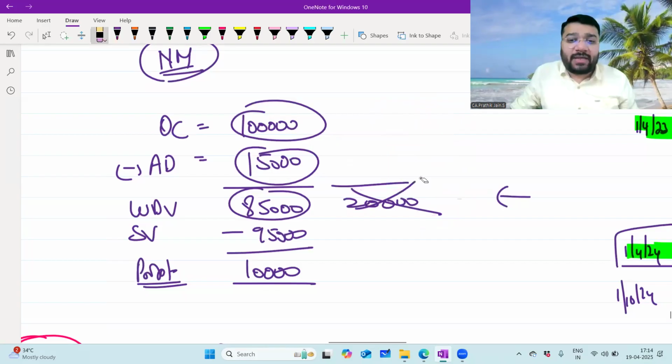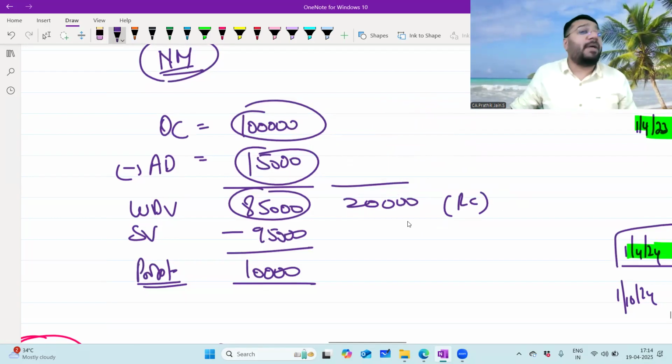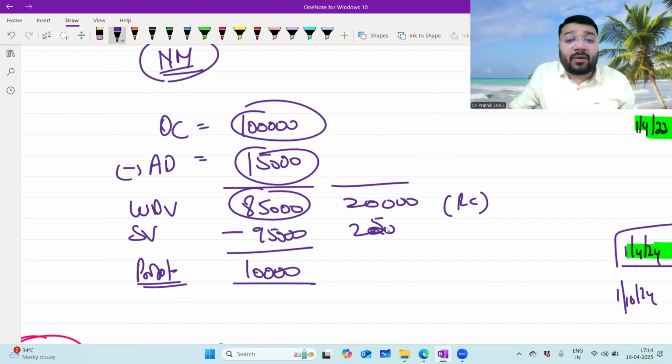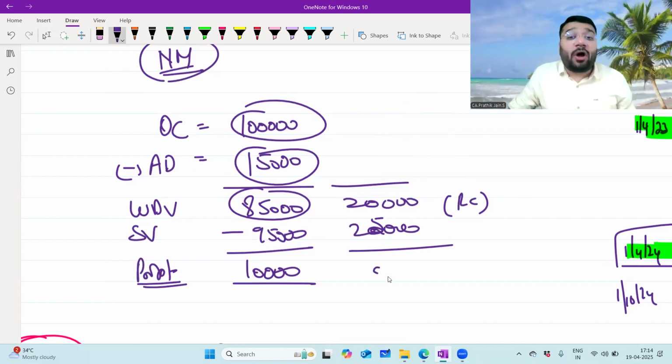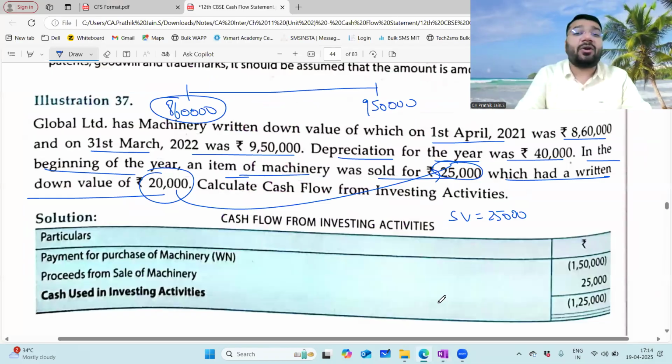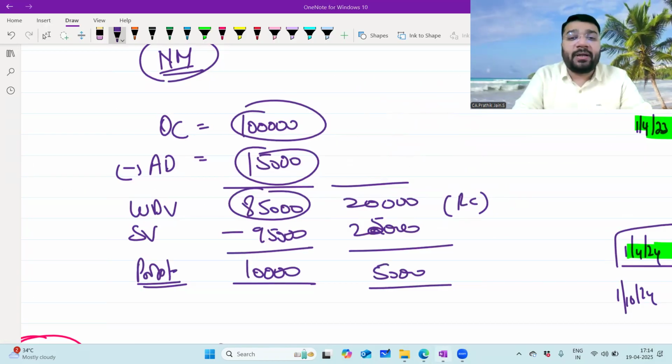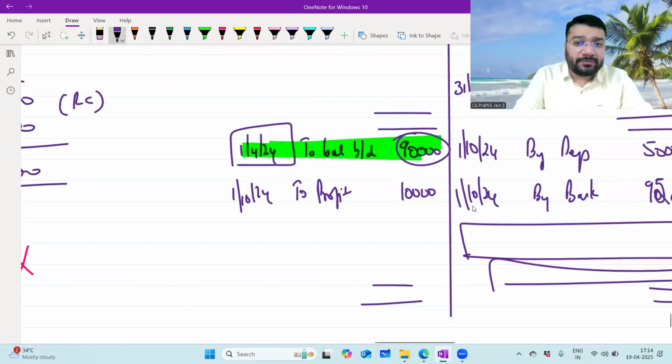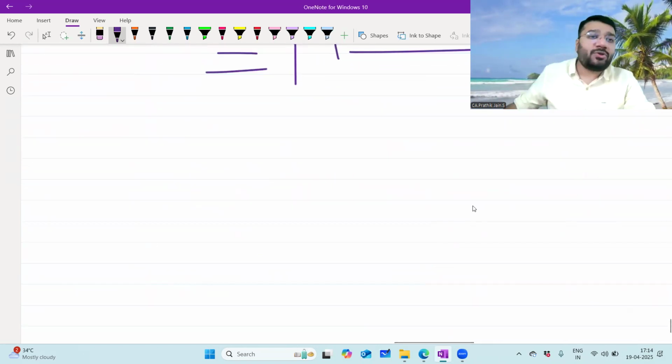Now, this 20,000 worth of the asset means what? The remaining cost of the asset. You have sold this for how much value? 25,000 rupees. So you have sold at a profit of 5,000 rupees. Is the data clear or not clear? Yes, sir. Now what are you supposed to open? The machine record. Please open the machine record.